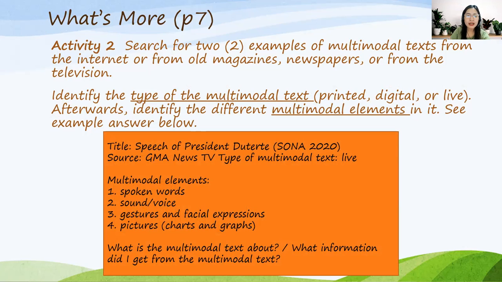Number 2, format, the source. Saan mo kinuha yon? Okay, siguro alam nyo naman paano maggawa ng bibliography before. So, kahit yung source lang, the title of the book, o kaya saang balita nyo nakuha, saang newspaper nyo nakuha, saang magazine nyo nakuha, etc. So after that, you have to identify the multimodal elements included in that multimodal text or multimodal performance that you have gotten. So this example, the title is Speech of President Duterte from SONA 2020.